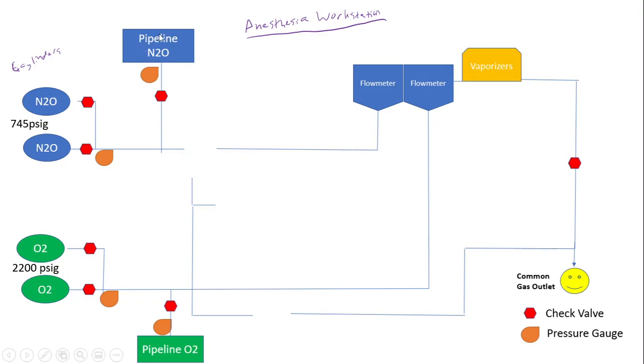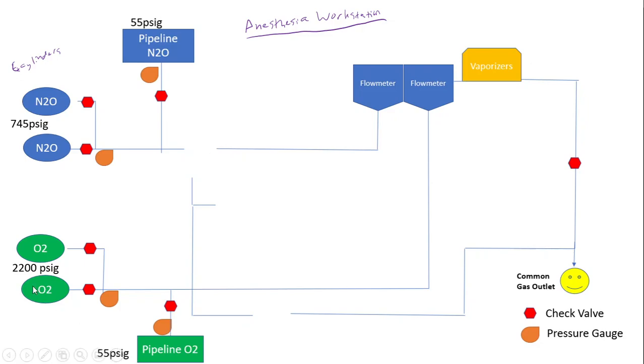So let's talk about the pipeline pressures now. Our pipeline pressures are much lower than our E-cylinder pressures. However, they're still pretty high, and they could potentially cause barotrauma to our patient. So the pipeline pressures of both nitrous and oxygen are about 55 psig. So definitely lower, but still at the same time relatively high to administer to our patient.